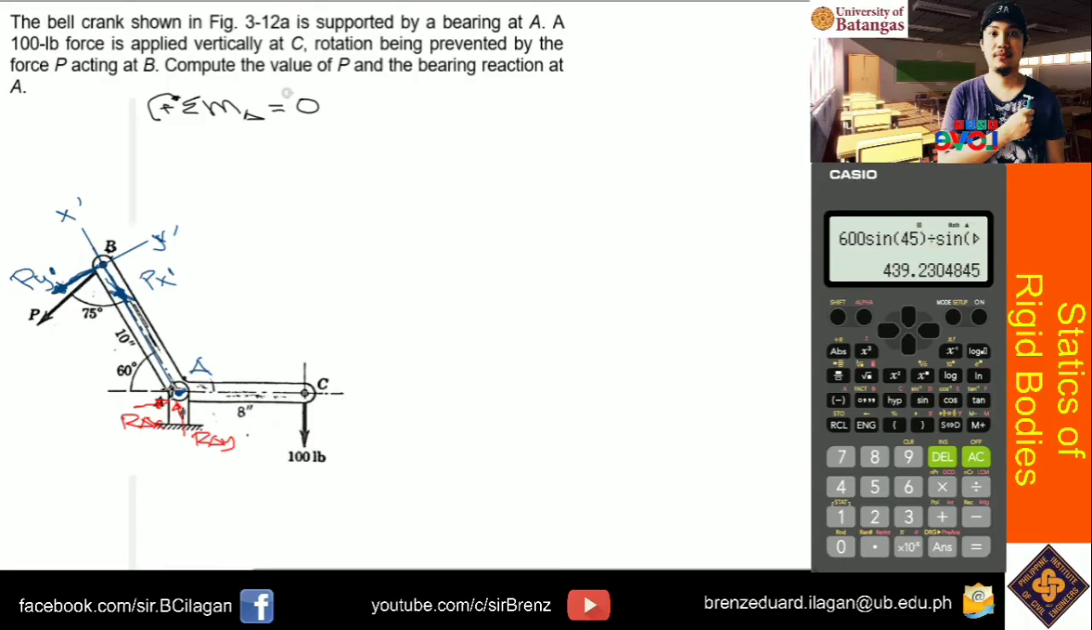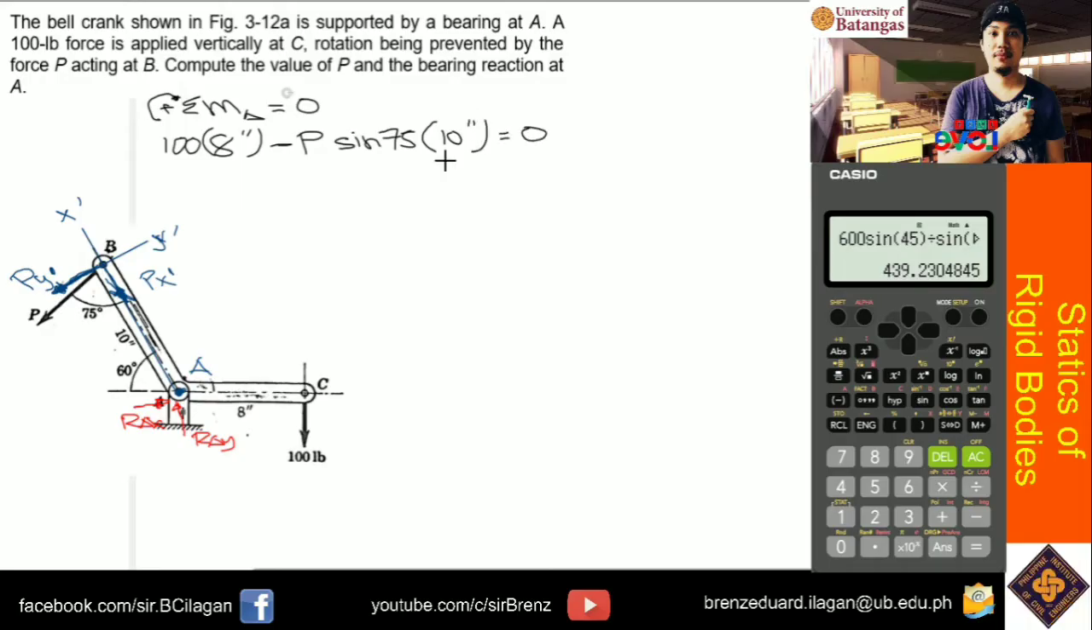So anong moment ang maproduce niya with respect to sa A? So ang paikot niya is clockwise, tama? So 100 multiplied by 8 inches. And then ito, anong moment ang maproduce niya? Okay, so counterclockwise. Or Py prime, or that is P, so minus P sin 75. And then yung distance niya, so ang perpendicular distance niya is yung 10 inches. Okay? So equals to 0 since equilibrium.